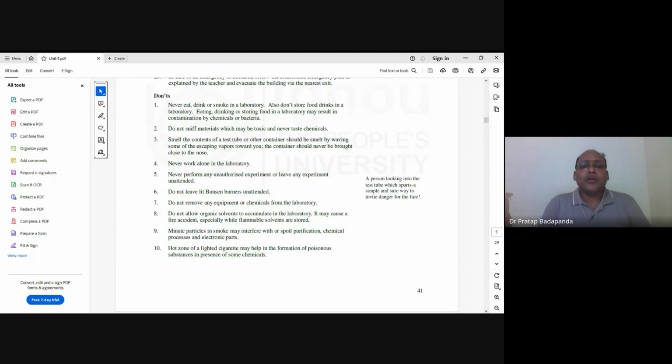So do not sniff material which may be toxic, and never test chemicals. Sometimes we put the chemical into our mouth. But I told you that a finger may touch it knowingly or unknowingly. So if your finger touches that chemical and you knowingly or unknowingly put it to your tongue, or anything else, you should be careful.